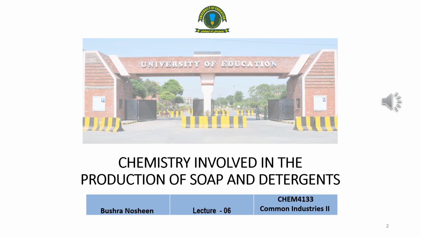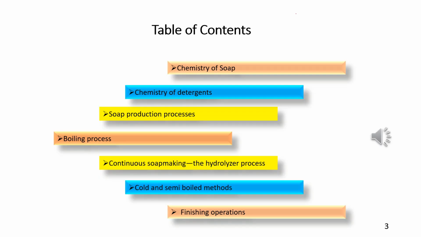Common Industries 2, Lecture 6 is Chemistry involved in the production of soap and detergents. Table of contents: Chemistry of soap, Chemistry of detergents, soap production process, boiling process, continuous soap making, the hydrolyzer process, cold and semi-boiled methods, finishing operations.